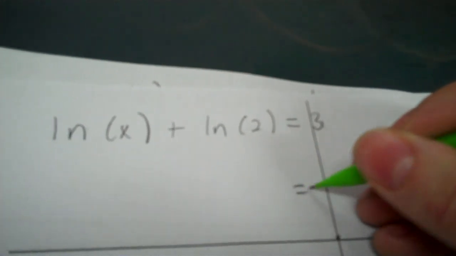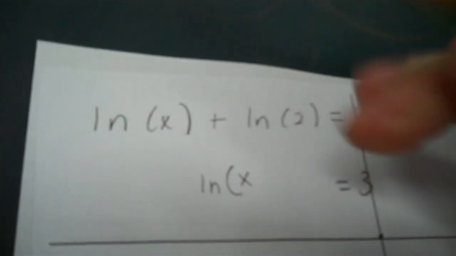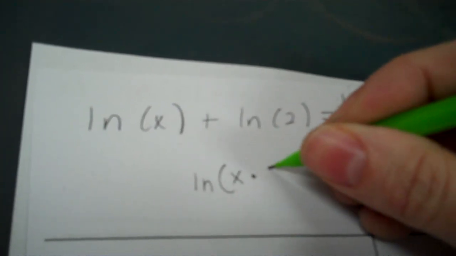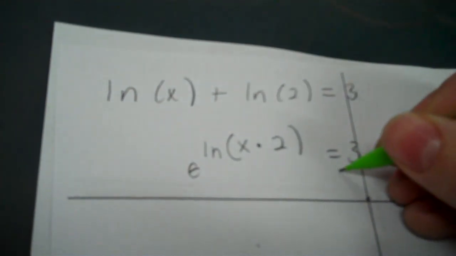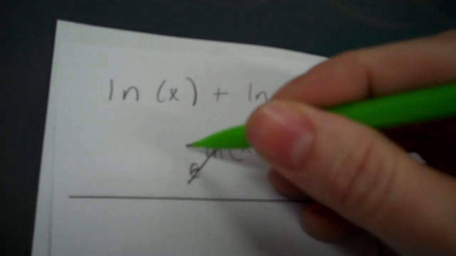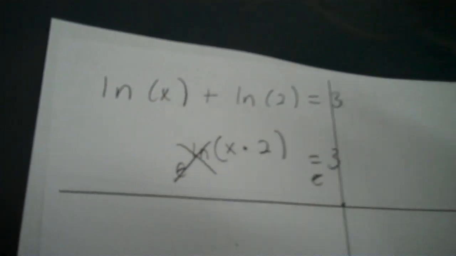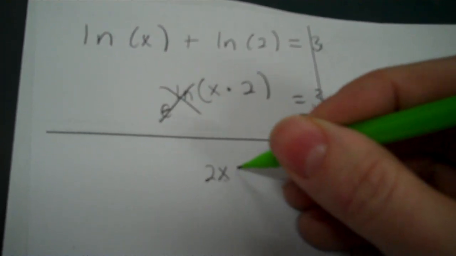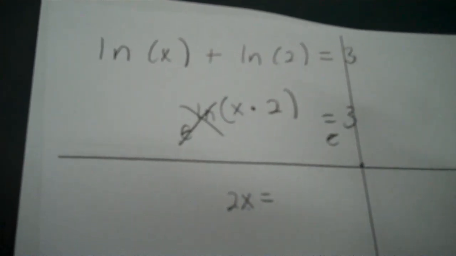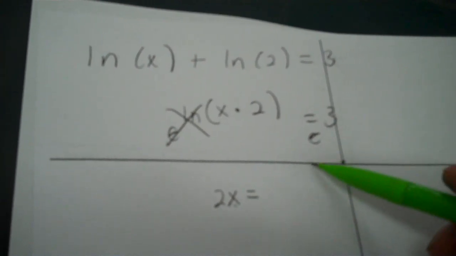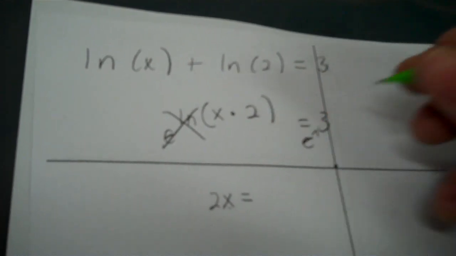Okay, next one. You need to condense the natural log. So x times 2. And to get rid of the ln, you put an e to the bottom right. Now these cancel. X times 2 we're going to write as 2x. When you have multiplication like that, you're going to want to put 2 in front of it so it looks correct. On the other side, I got to find out what e to the power of 3 is.